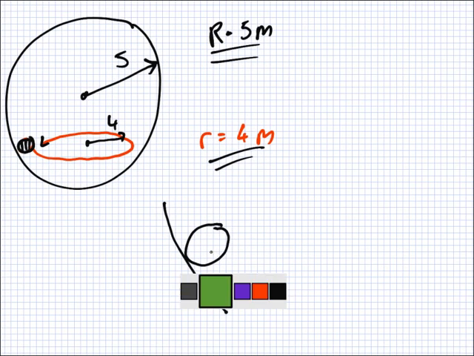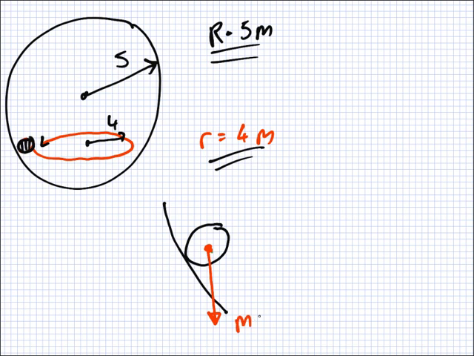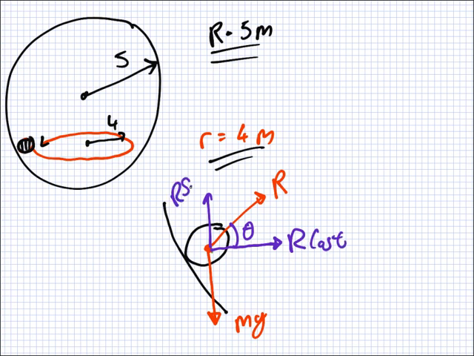The weight, yeah, which I'll just call mg. And what else? Normal force on the ground. Yeah, the reaction force, like this. Okay? Now, what I'll do is I'll resolve this in this direction and this direction. And this here is theta. And this is R cos theta. And this one here is R sine theta.